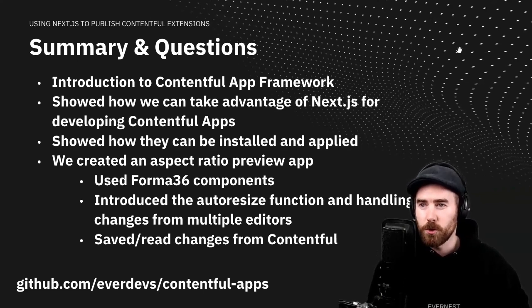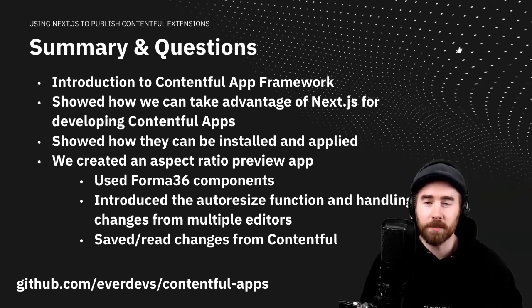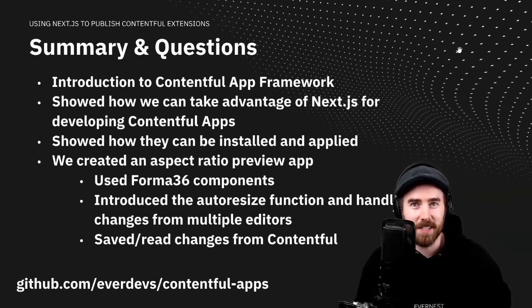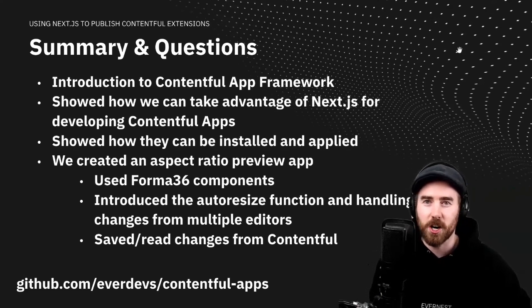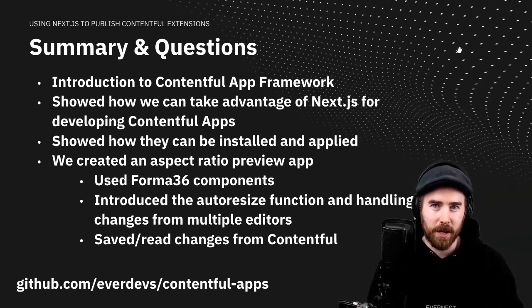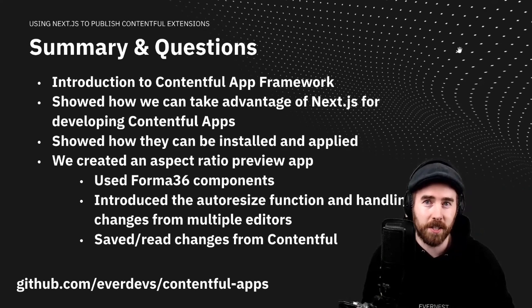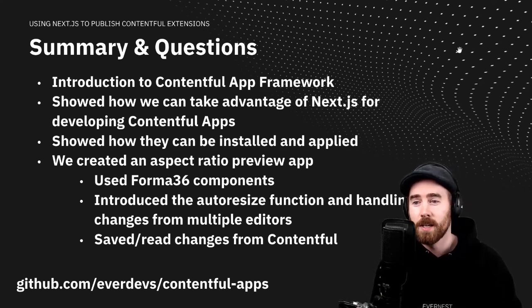And then, of course, we went through and created an aspect ratio preview app ourselves. We used the Forma 36 components from Contentful so that we can ensure that seamless experience for editors, so they're not jarred by why there's suddenly a Bootstrap dropdown or a Material UI card in there. Why does it look a bit different? We introduced the auto resizing functionality and handling so that you can make sure that iframe is taking up the amount of space that it needs to. Also how you might update the values based on other editors editing the entry at the same time. And then of course, how to save and read those changes from Contentful.